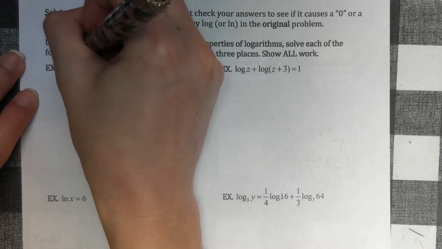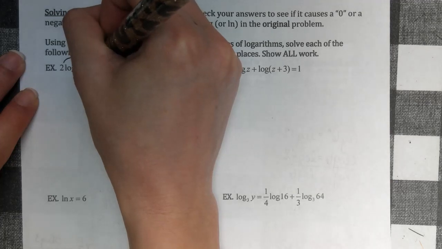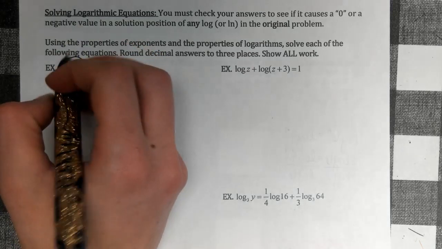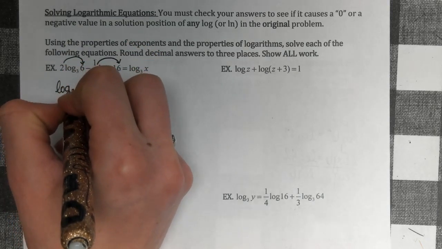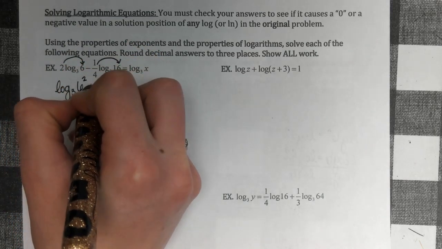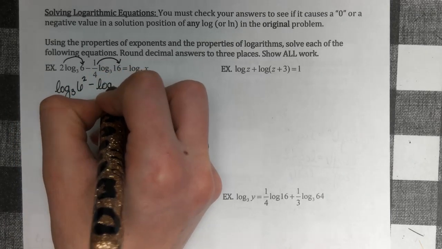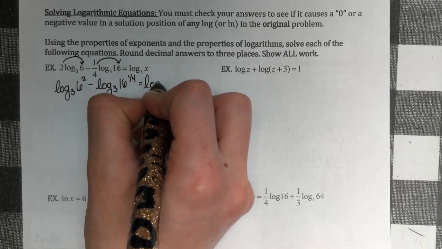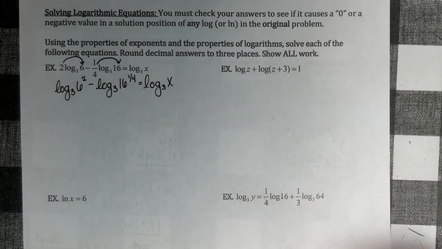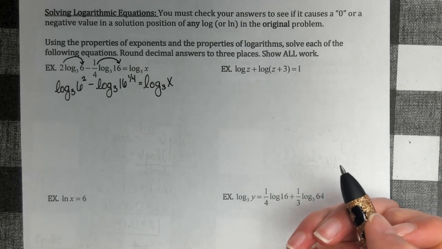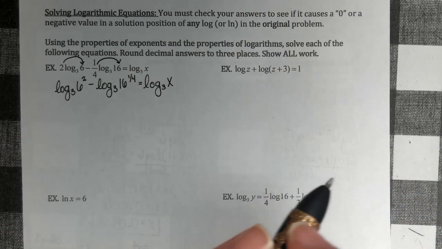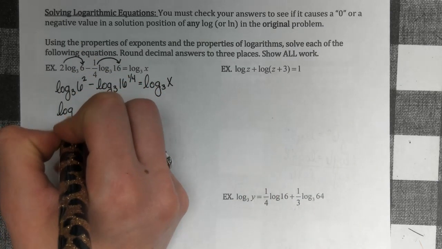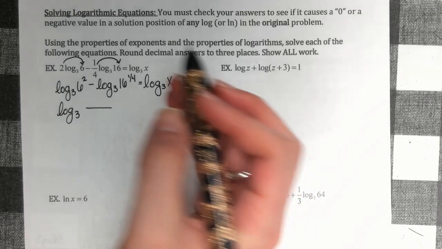So this 2 becomes the exponent for 6, and this 1/4 becomes the exponent for 16. Okay, so that becomes log base 3 of 6 squared minus log base 3 of 16 to the 1/4 equals my log base 3 of x. Now, what does a minus mean? I'm dividing, so I'm going to have a fraction. So I'm going to have log base 3 with a fraction. 6 squared is what?